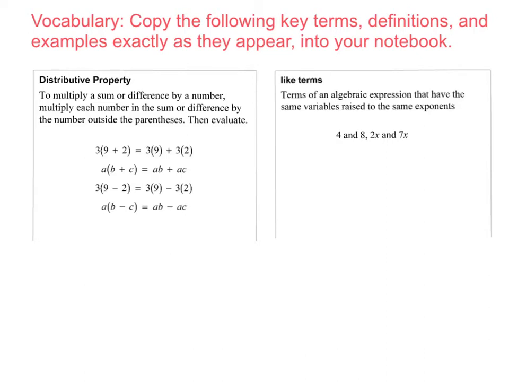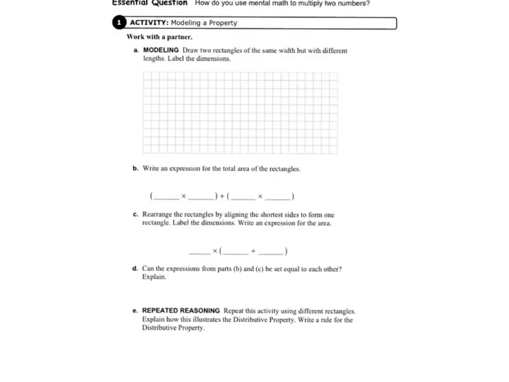Like terms are terms of an algebraic expression that have the same variables raised to the same exponents. So 4 and 8 are like terms, and 2x and 7x are like terms. Today we'll be working on page 69 in your Record and Practice Journal.